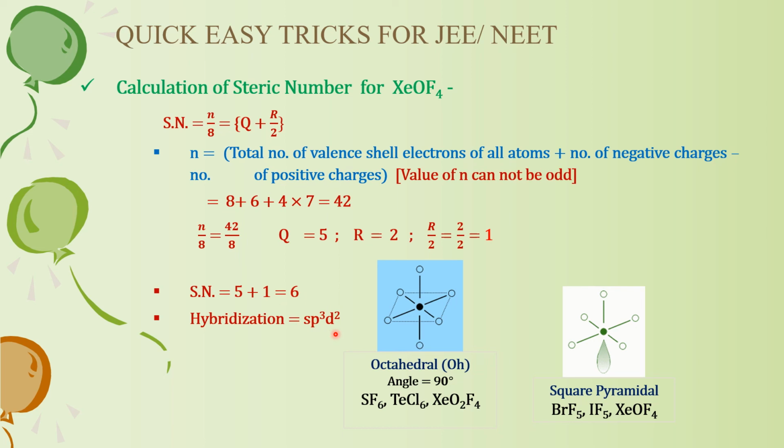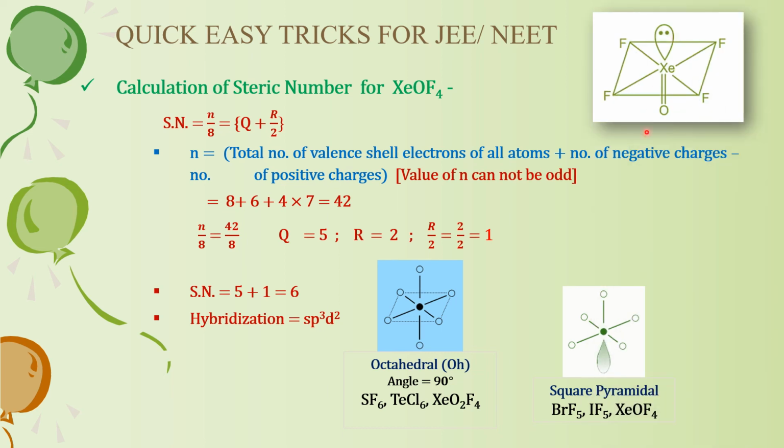It has sp3d2 hybridization, one lone pair of electrons, and how many sigma bonds? It has 5 sigma bonds. But here what you have to remember is that xenon has 8 valence electrons. If 5 are utilized in sigma bond formation and 2 form the lone pair, 5 plus 2 is 7, so one electron is still left behind. That one electron makes one more bond, with oxygen, a double bond. This is how you come to the correct structure of XeOF4: 5 sigma bonds, 1 pi bond, and 1 lone pair.